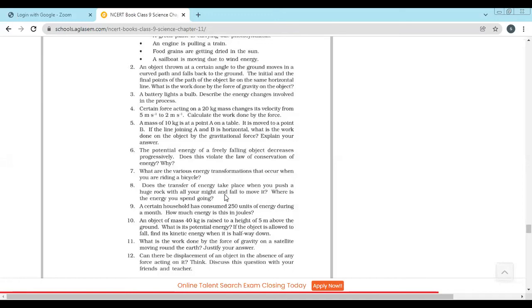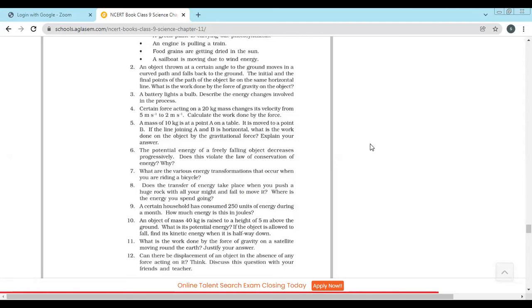Third question. A battery lights a bulb. Describe the energy changes involved in the process. Yes. Battery means cell. Who will tell? Battery or cell lights a bulb. What kind of energy transformation is taking place here?